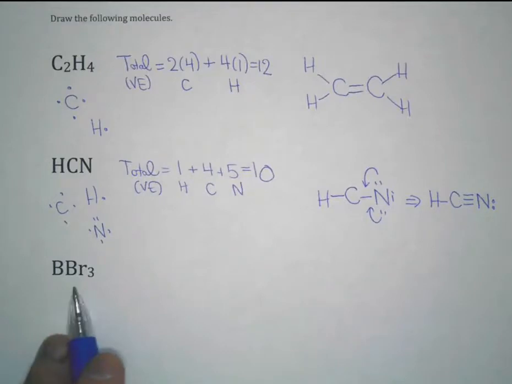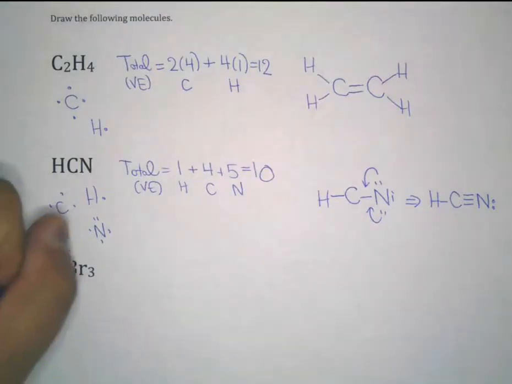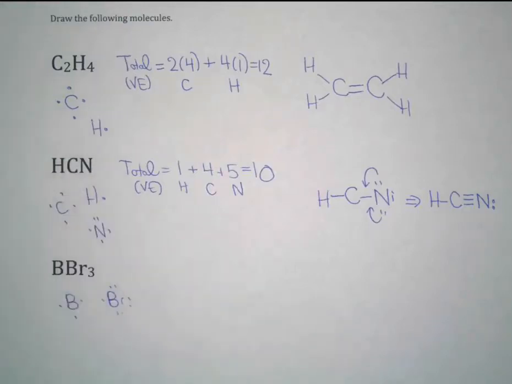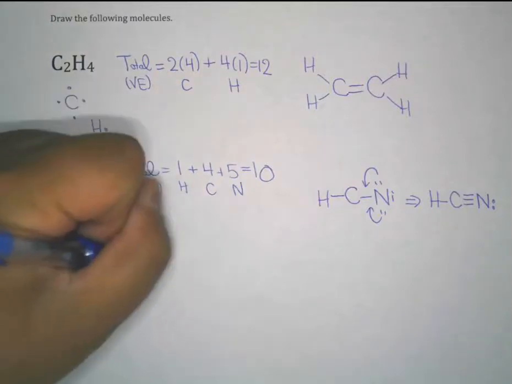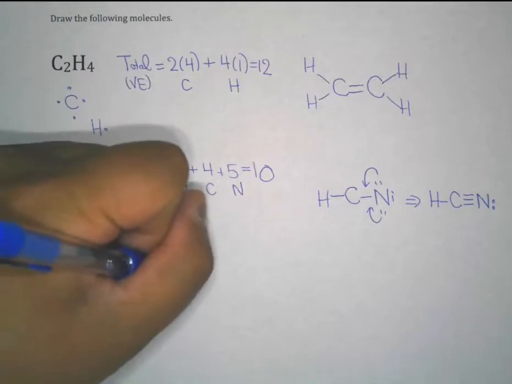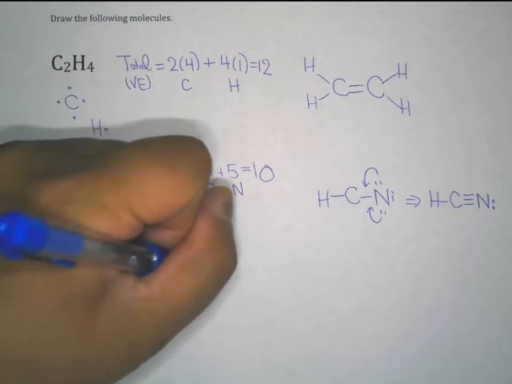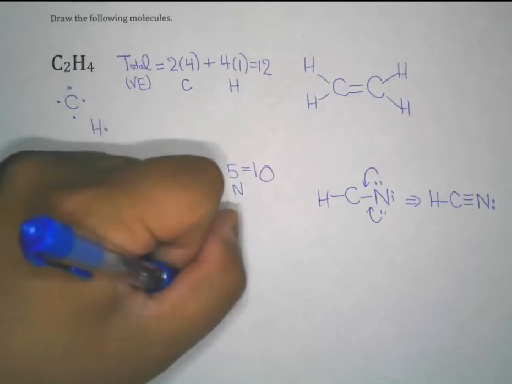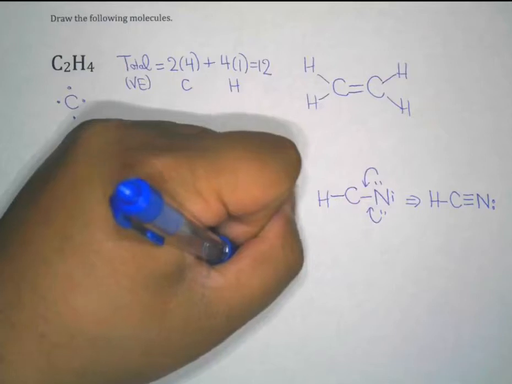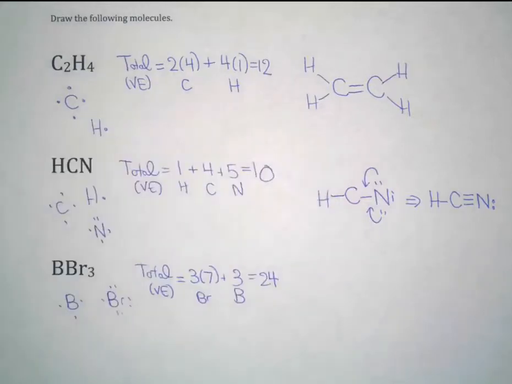In BBr3, B has 3 valence electrons, and Br has 7 valence electrons. B can make up to 3 bonds, and Br up to 1 bond. The total number of valence electrons equals 3 times 7 for Br plus 3 for B, for a total of 24 valence electrons.